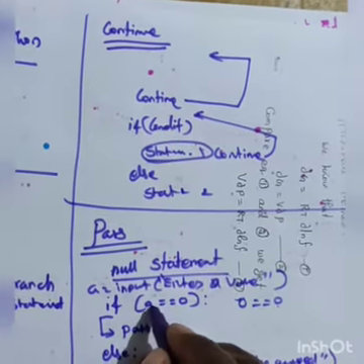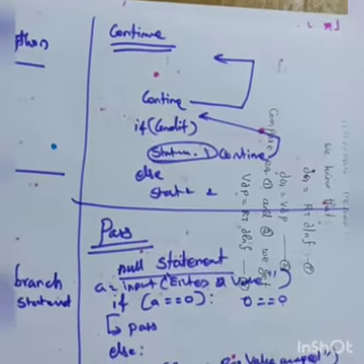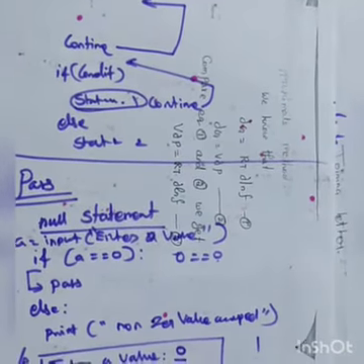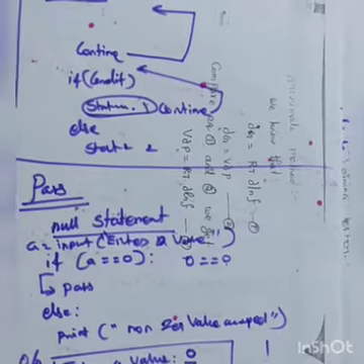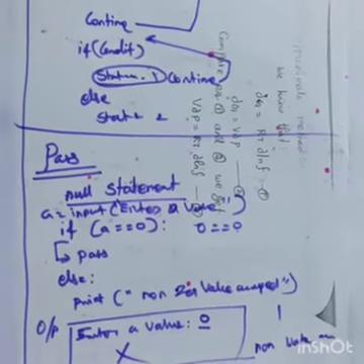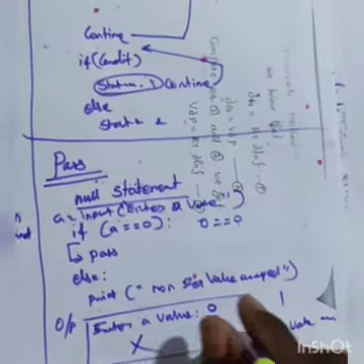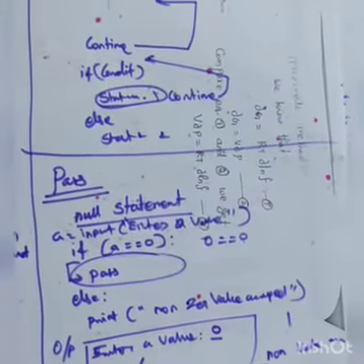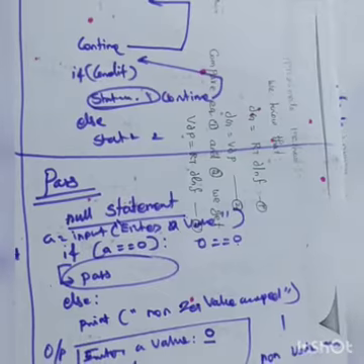In case you give 3 or 1, whatever it is, if I give input 1, it is not equal to 0, so the non-zero value is accepted. That is the pass value. This statement is null. That's all. That is called the null statement in Python.